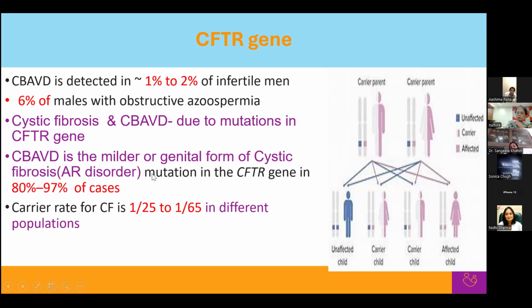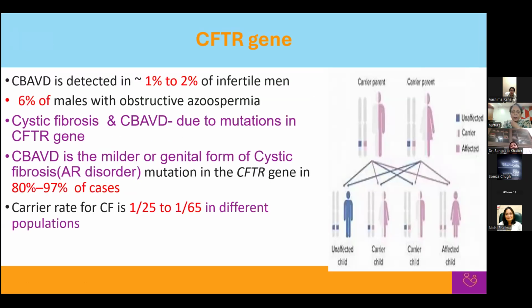That is why in CBAVD, we can get one mutation in the CFTR gene in one copy or sometimes in the two copies. So now we are worried that if the other partner is also having the carrier status, we would be landing up with an affected child with cystic fibrosis. That is why we are going for CFTR gene sequencing in each and every case with CBAVD.